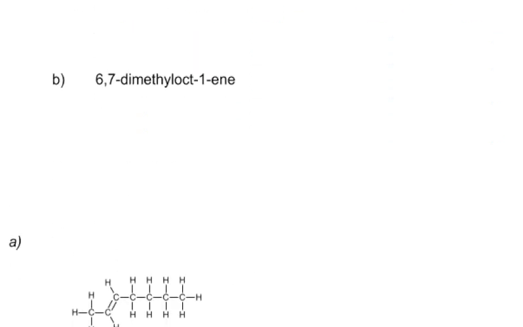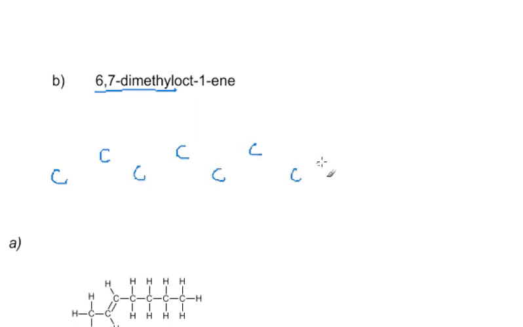Now, next one, 6,7-dimethyl. I'm not really paying attention to this right now. Oct-1-ene is the part I want to start with. Oct means 8 carbons, so 1, 2, 3, 4, 5, 6, 7, 8. And if we single bond all that, so far that's octane. Oct-1-ene means starting from the first carbon, put a double bond. There we go. Okay, oct-1-ene is now done.